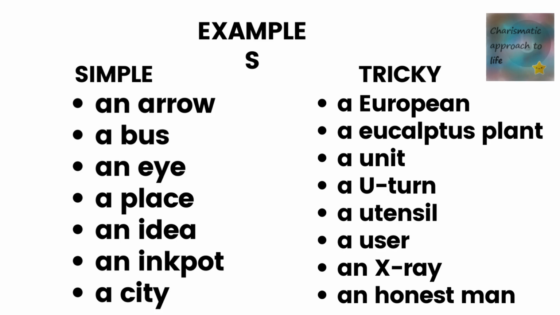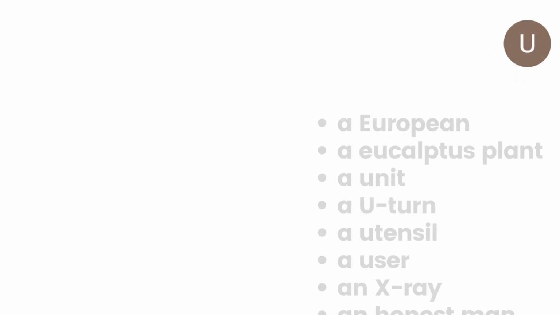Again, look at the sound: eucalyptus. A unit, U is really very tricky. A U-turn, a utensil, a user, an X-ray, an honest man. So we need to be considering the sounds of vowels and consonants again.